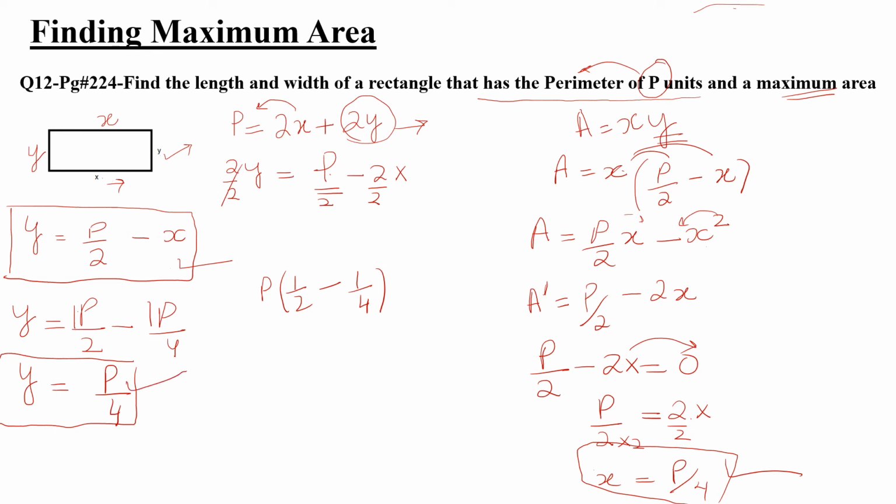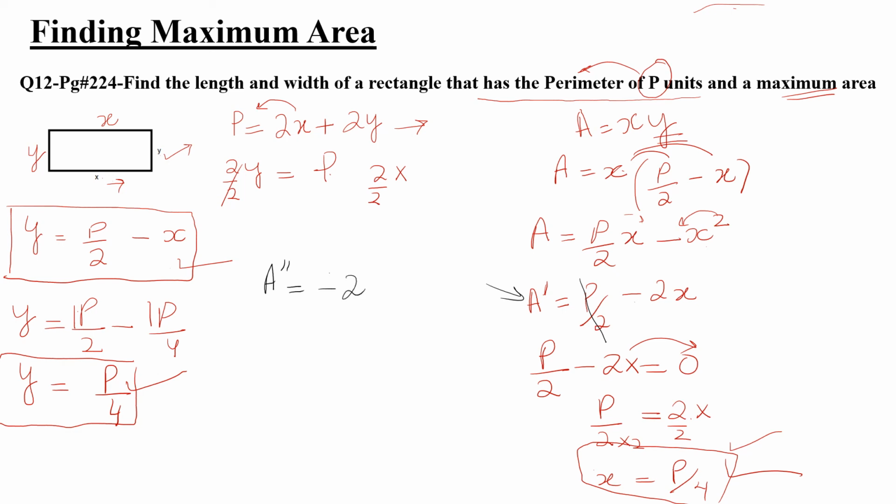So now you have the value of x and you have the value of y. It means you have the length equals p over 4 and y, meaning the width, equals p over 4. But you want to check whether the constraint fulfills your condition or not. So let's see, take the second derivative of the area. So you will get A double prime equals p over 2 is a constant, so it will be 0, minus 2x. So the derivative of negative 2x will be negative 2.